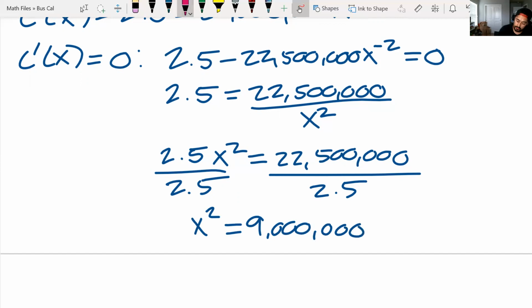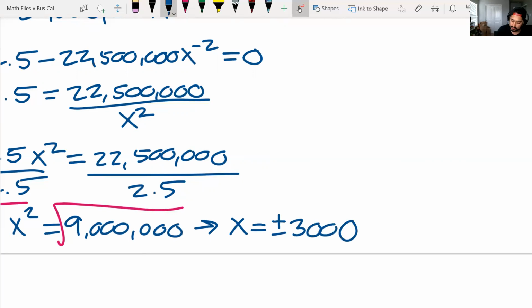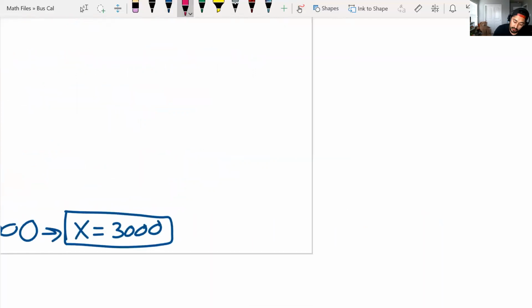And then you know we will square root, and x equals plus or minus 3,000. But remember, we only take the positive one, so x equals 3,000. So 3,000 is the number of chainsaws.